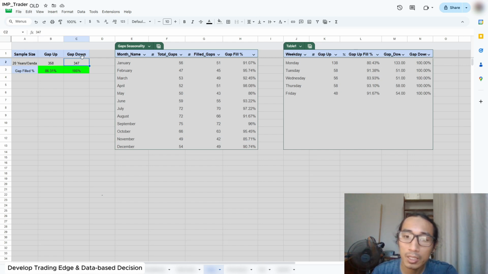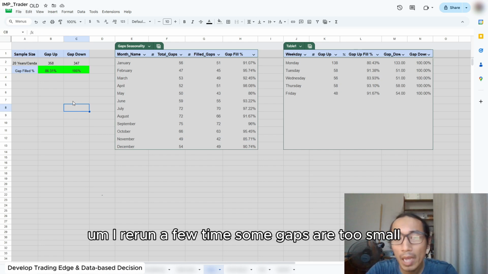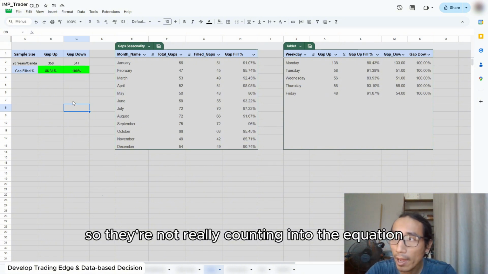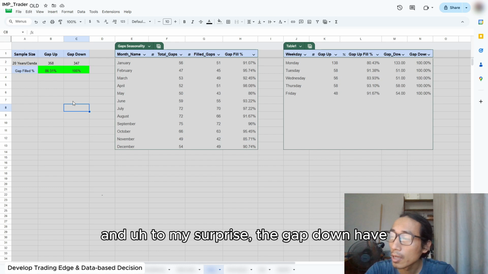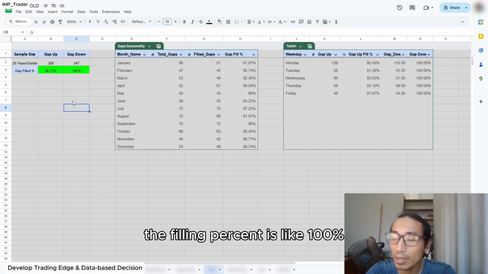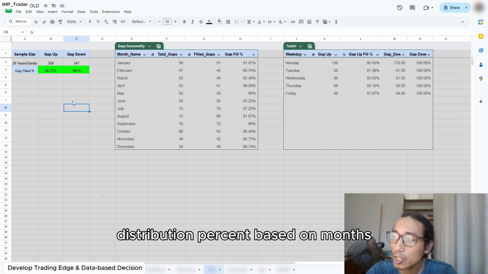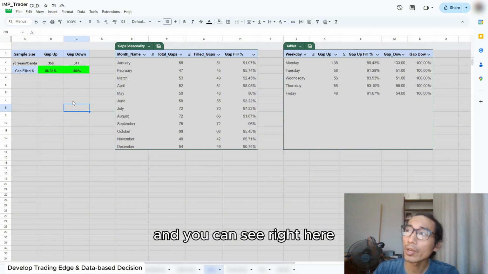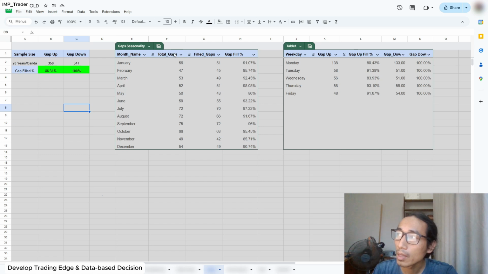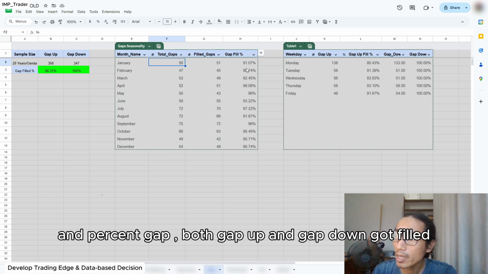around 358, 347 gap ups and gap downs. I reran it a few times. Some gaps are too small, so they're not really counted in the equation. And to my surprise, the gap down fill percentage is like 100%. And I tried to see the distribution percentage by month, and you can see right here the total gap ups and gap downs of each month of the year, and the percentage of both gap up and gap down that got filled.